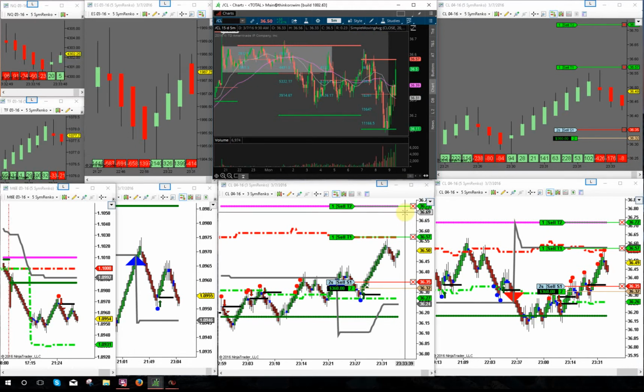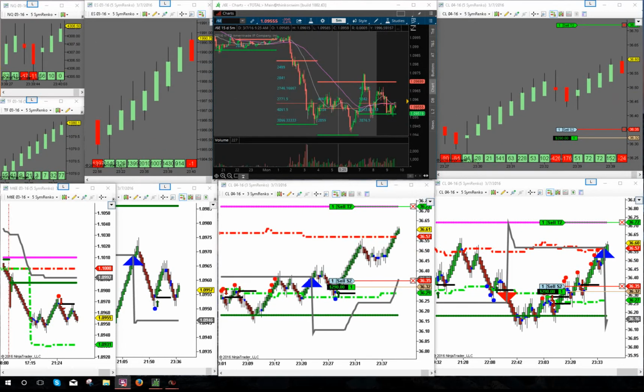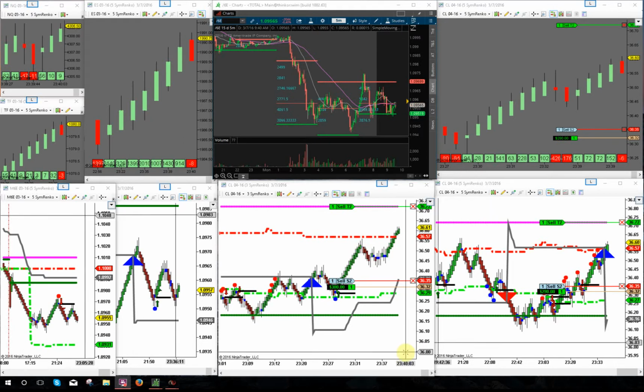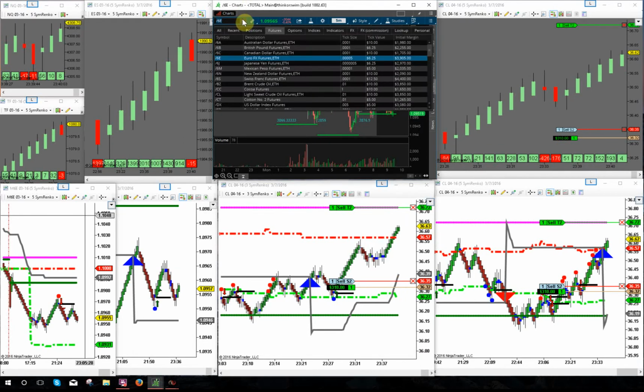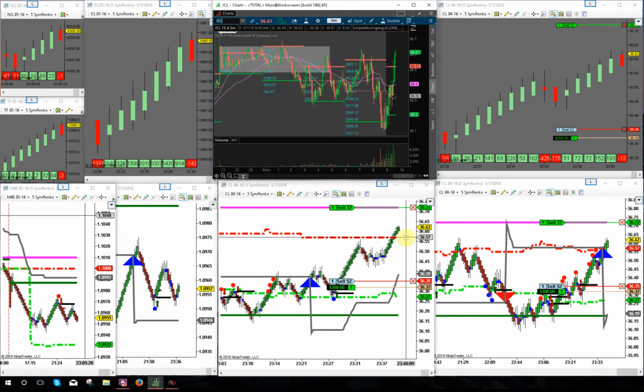Alright, I'm back. It finally broke out. Let's see, go to CL real quick. Took out one of my targets at the high value area in the red, and that's what we're talking about here. So if this thing does break above here, though, we're going to see some pretty heavy movement to the upside.